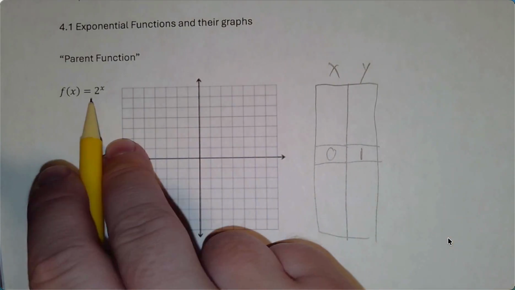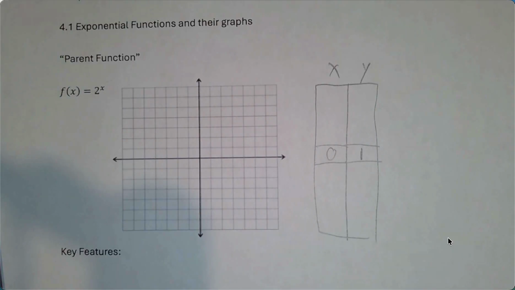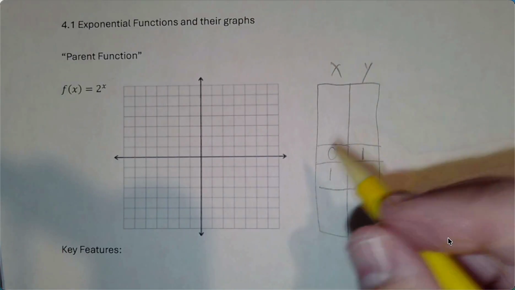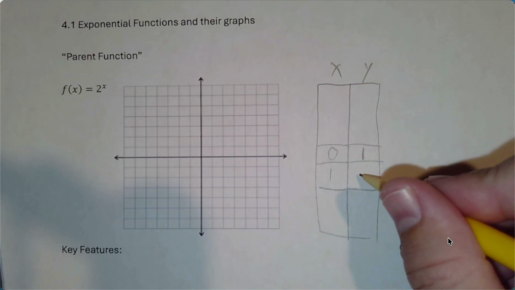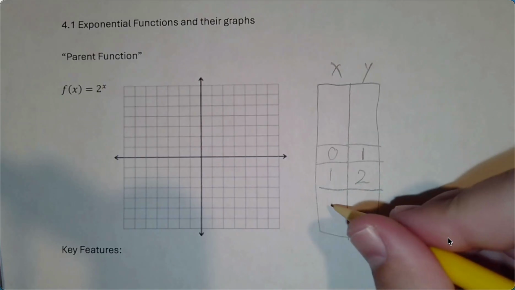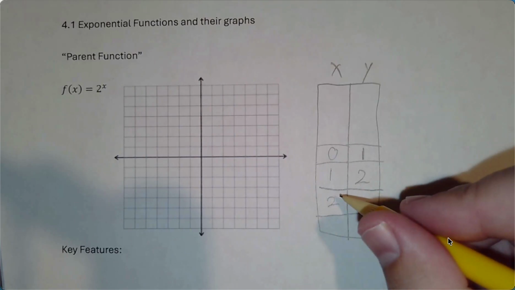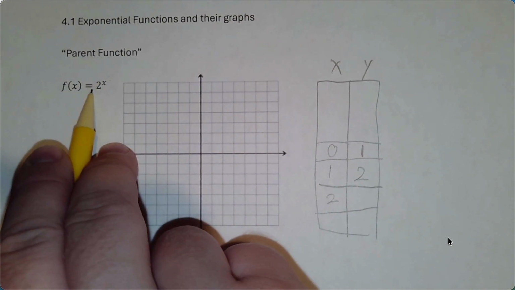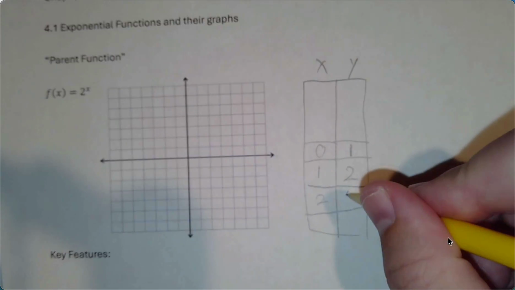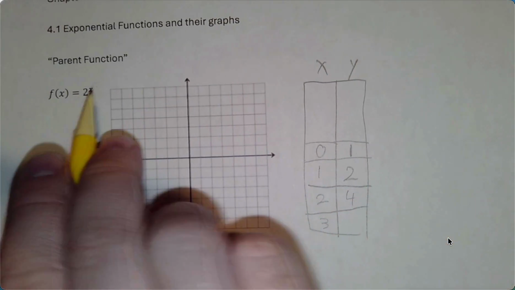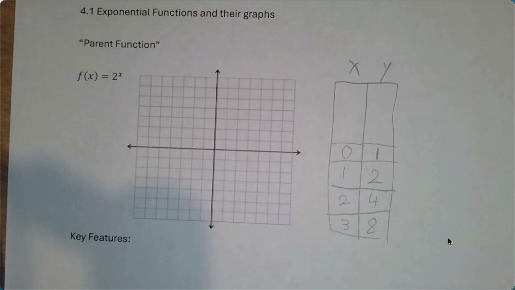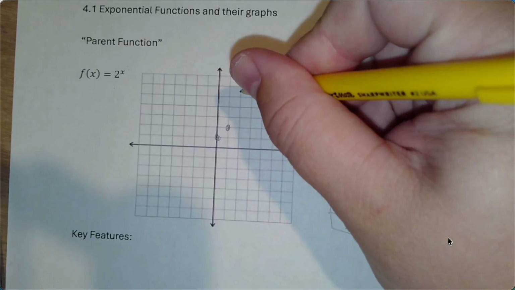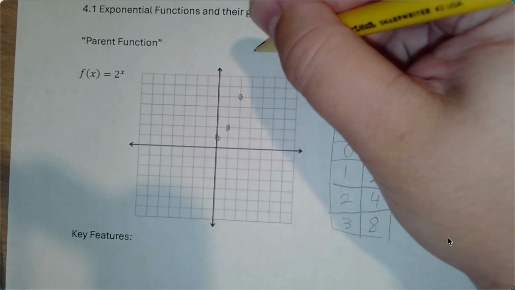So I plugged in 0, and 2 to the 0 gives me 1. Use a calculator to check that. What if I plug in 1? Well, 2 to the first power, anything to the first power is itself. And then what do I get when I plug in 2? 2 squared gives me 4. And if I plug in 3, then 2 cubed gives me 8. So let's plot those points and see what that looks like: 0, 1, 1, 2, 2, 4, and 3, 8.